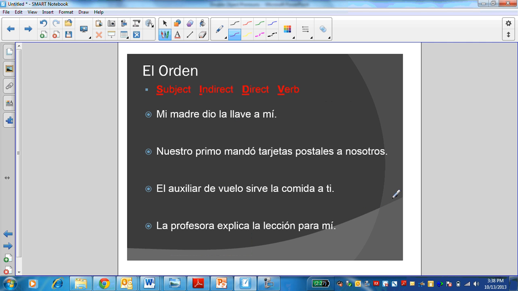So now we have some examples. Okay. Tenemos cuatro ejemplos aquí. What I recommend for you if you are struggling, okay, is diagram these out. Okay. Remember, la expresión es Sid Verb. Okay. So mi madre, número uno, dio la llave a mí. My mom gives the key to me.